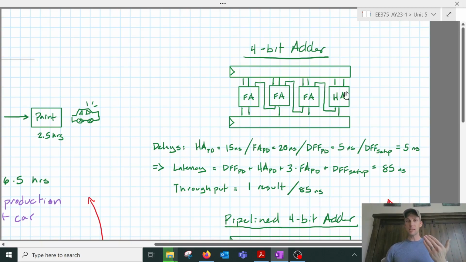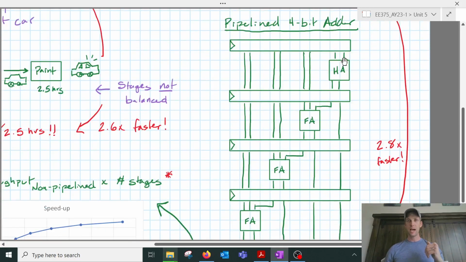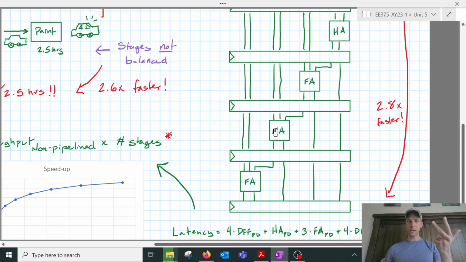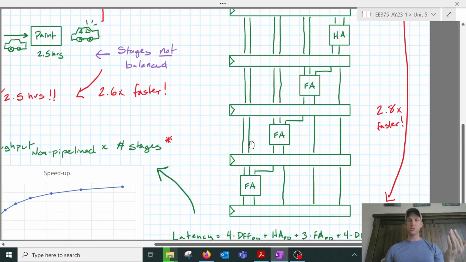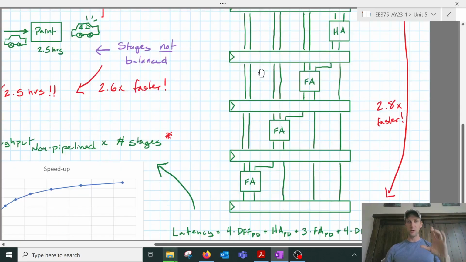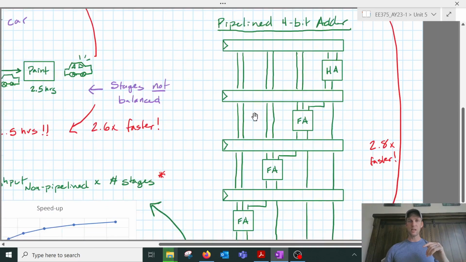How we might pipeline this is to consider the fact that each of these adders are almost like stages in our circuit. So I could sort of break this up. I could do my half adding in one stage, and in my next stage I could do the full adding of the next bit. In the third stage, I could do the next full adder, and then in the last stage, I could do the last full adder. So I could sort of turn this circuit into a pipeline with 4 stages, just like I had my pipeline over here for my car factory. And I just have to put a little register in between to store the intermediary results.